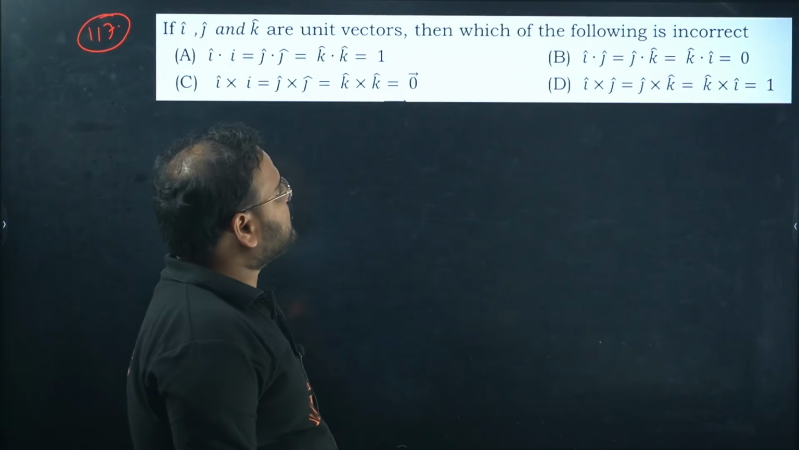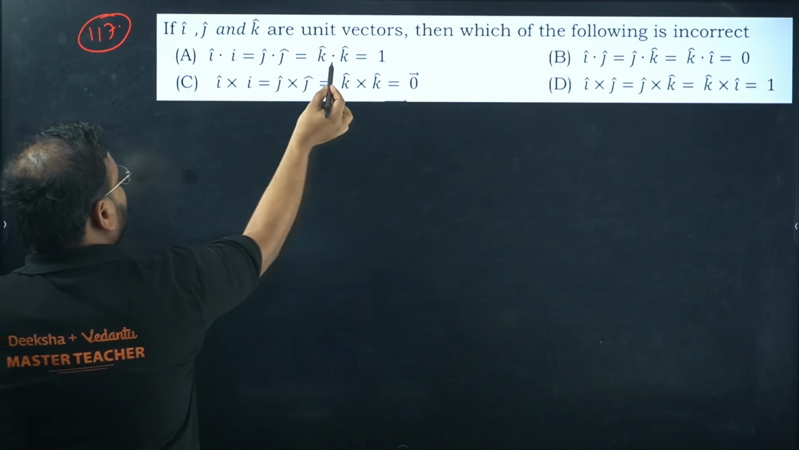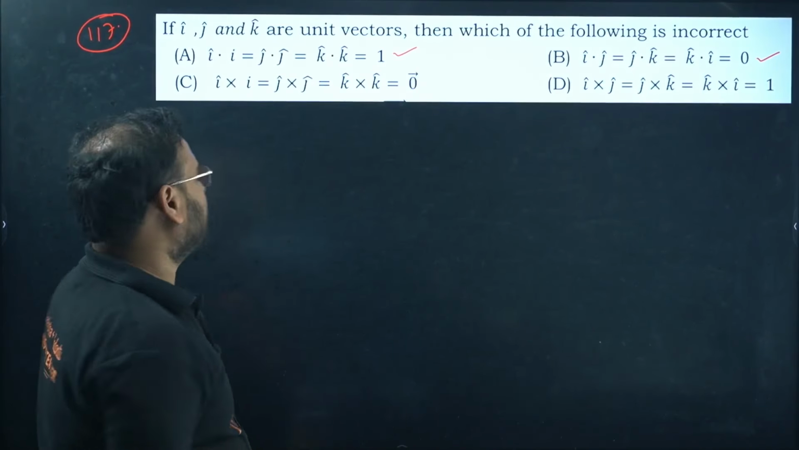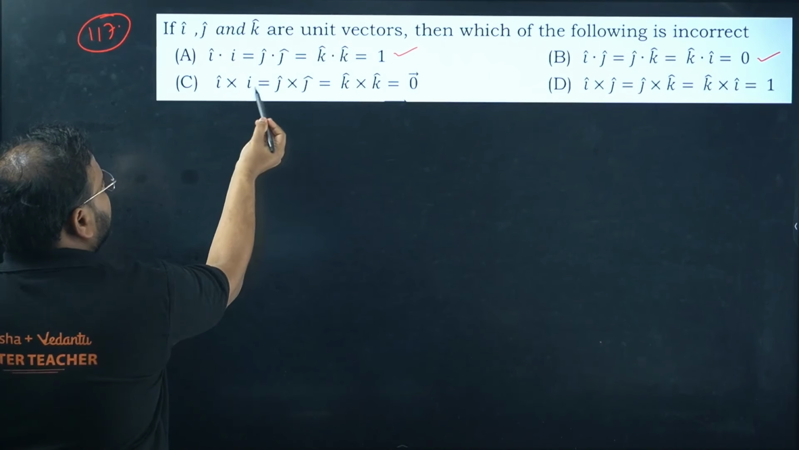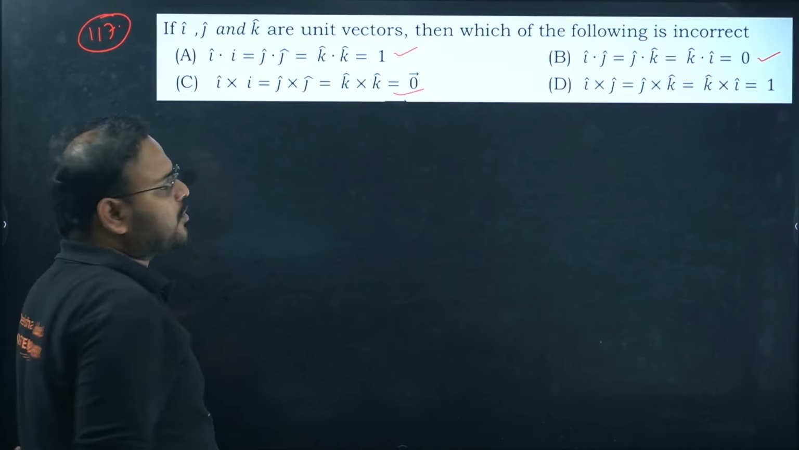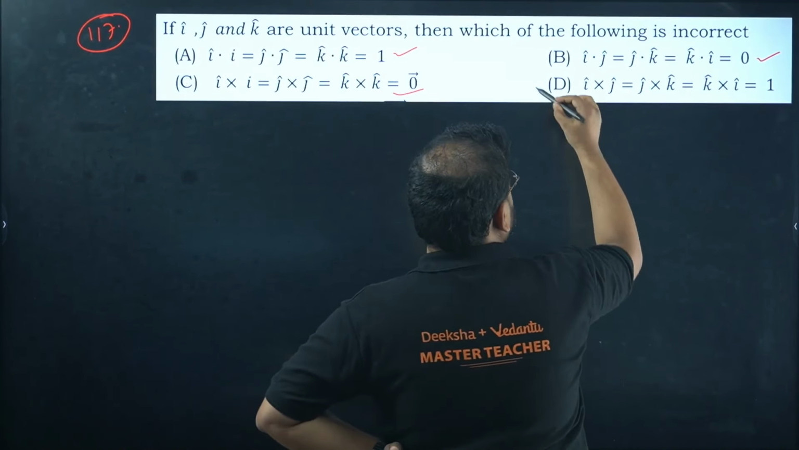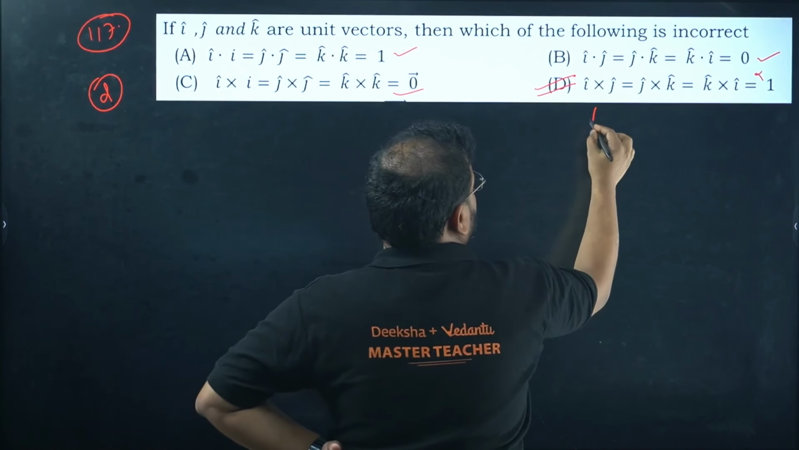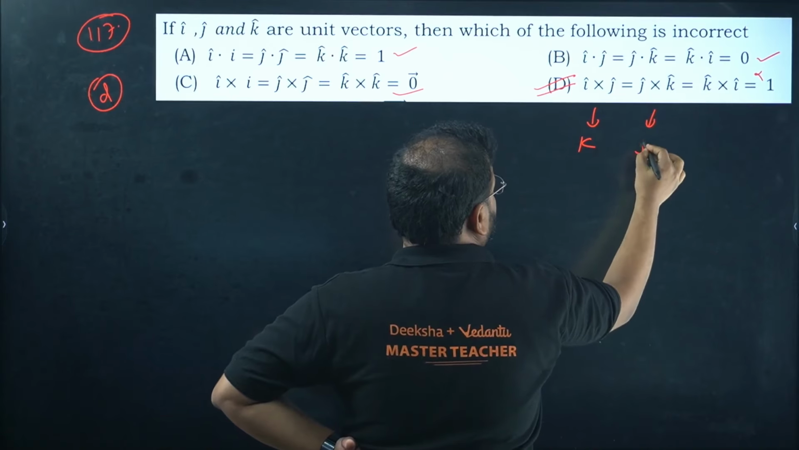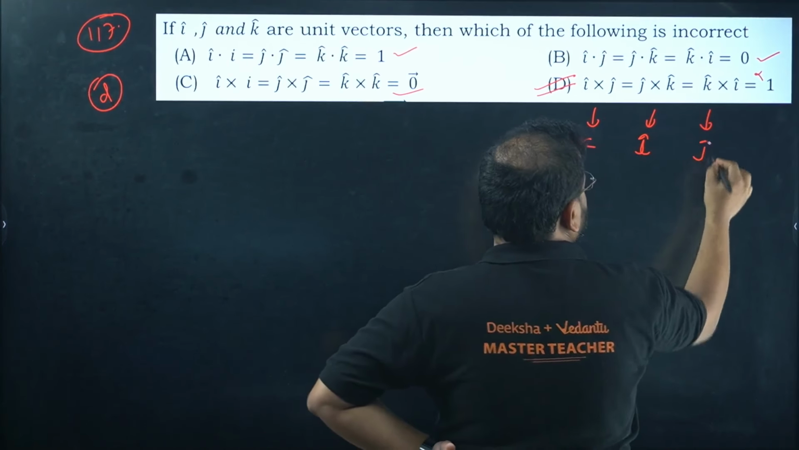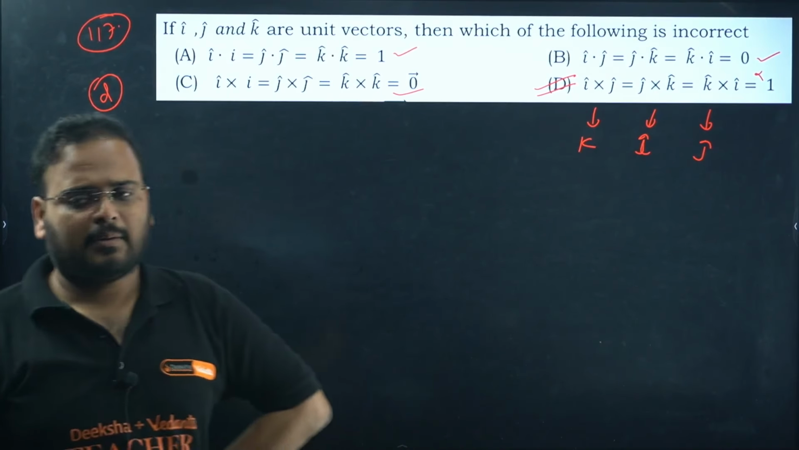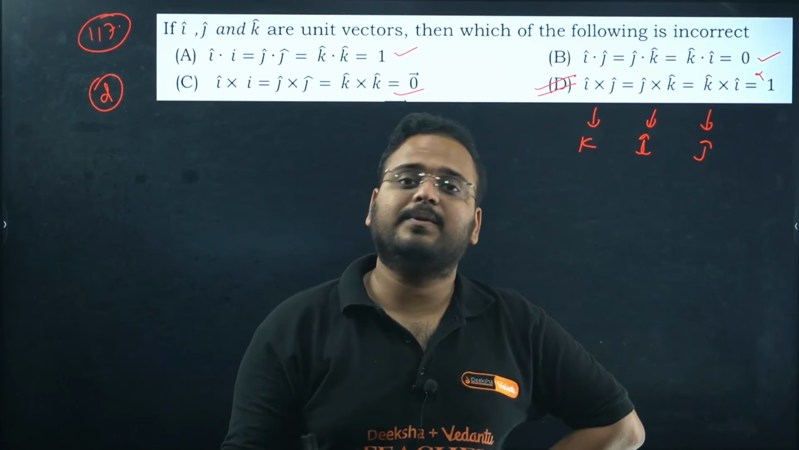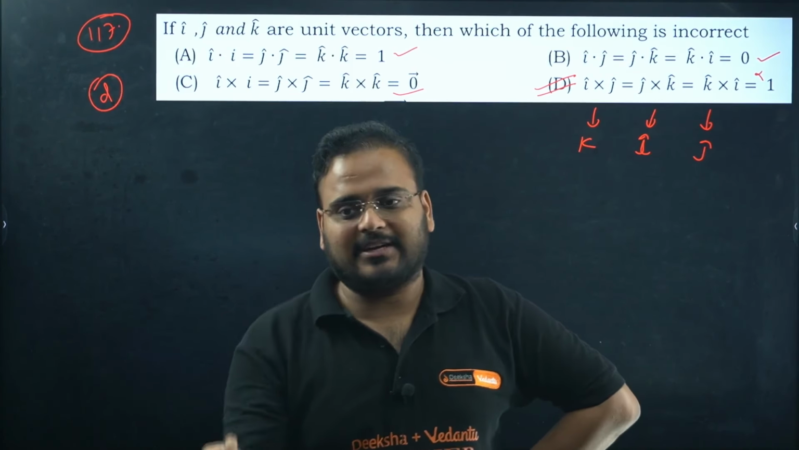117 now. If i, j, k are unit vectors, then which of them are incorrect? i dot i, j dot j, k dot k is equal to 1 is correct. i dot j, j dot k is always 0 because if you take cos 90, it will be 0. This is cos 0. i cross i, j cross j, yeah, because this will be sin 0, so this will also be correct. i cross j, j cross k is 1. This is your answer. This is the incorrect one. So answer is option D, because i cross j is k, j cross k is i, and k cross i is j, not 1. Because result of a vector product is always a vector. Answer is D.